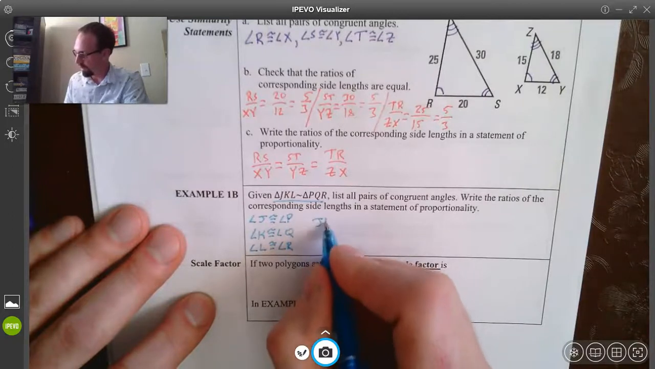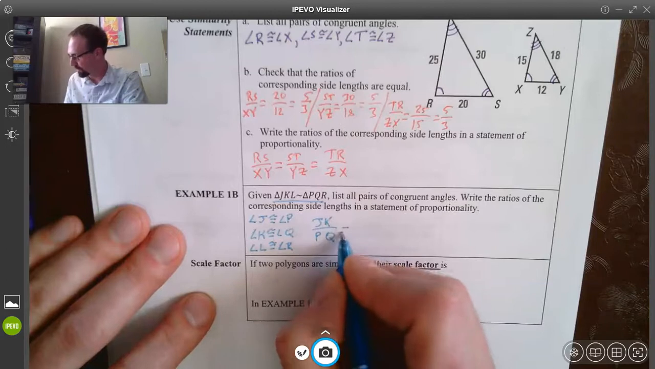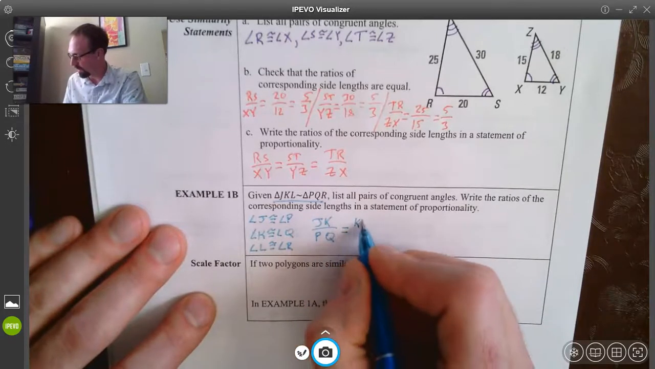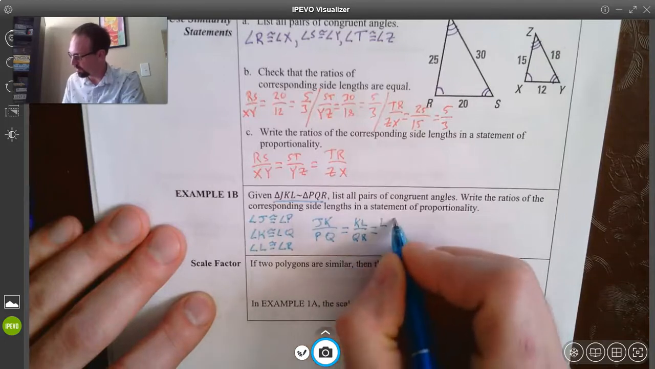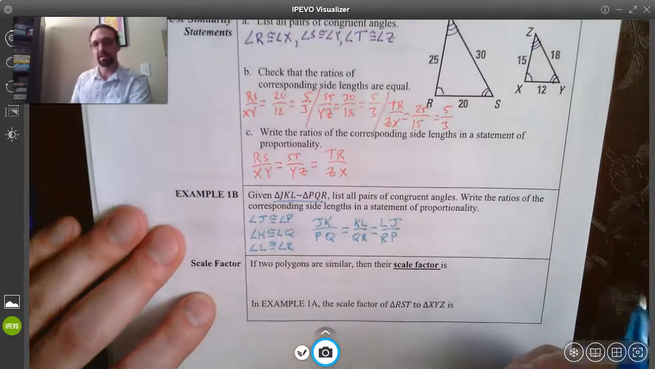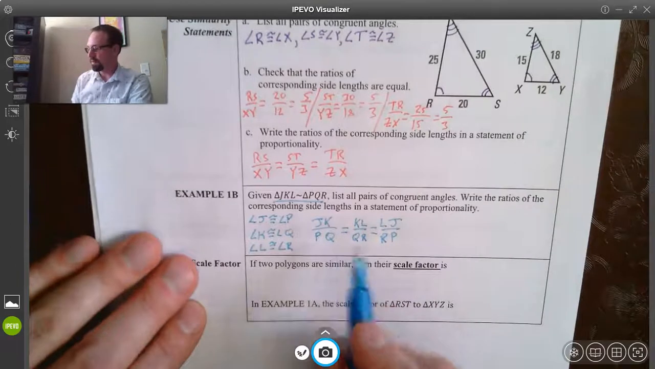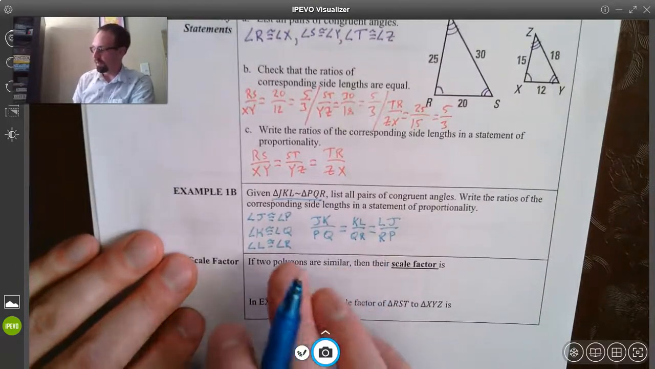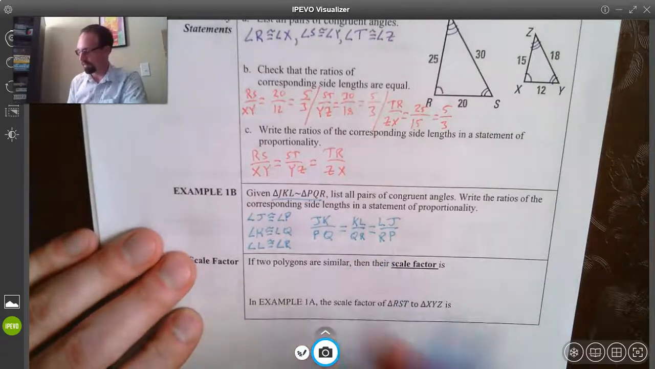So that means JK over PQ is going to be equivalent to KL over QR, which is going to be equivalent to LJ over RP. Order matters, and the order does matter that I'm going through and doing this. So here's listing all the pairs of the angles, and then also listing the sides.